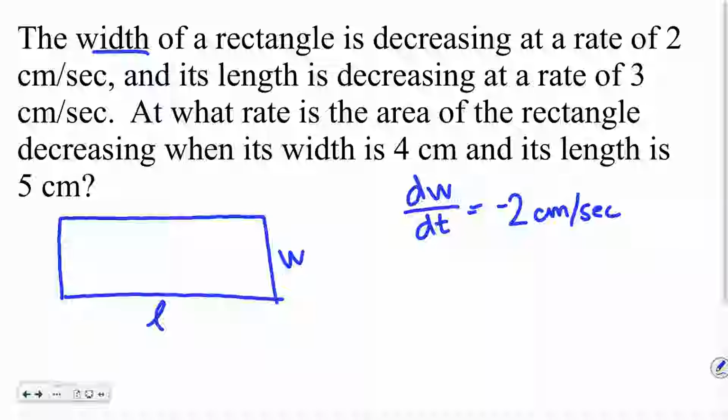The length is decreasing at a rate of 3 centimeters per second. What can we label? Say it louder, Turner. We know that the derivative of the length would be negative 3 because that is the rate at which it is decreasing. Okay? And we're throwing negatives in there because we have decreasing rates. Excuse me.